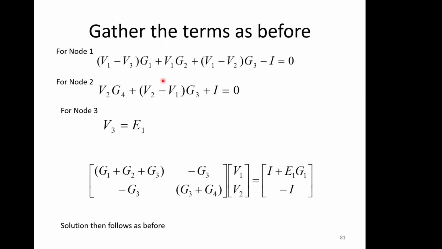Okay, so it's been left as a little example for you. You should get a bit of pen and paper out. Take these node equations and see if you can construct this matrix equation. The solution then follows as before. You can solve this matrix however you like. You can do it by Gaussian elimination if you want.